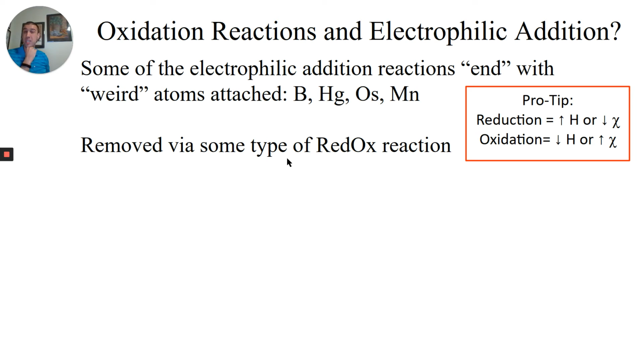Okay, so if we're seeing those weird atoms pop up, we need to somehow get rid of them from our overall structure. They're usually removed through some type of redox reaction. The mechanism you're not really responsible for. Okay? You are responsible for identifying oxidation versus reduction. The pro tip red box thing, that's kind of what that's addressing. Okay? So let's take a look at some examples.